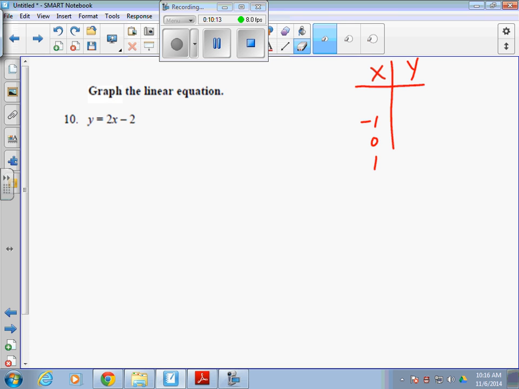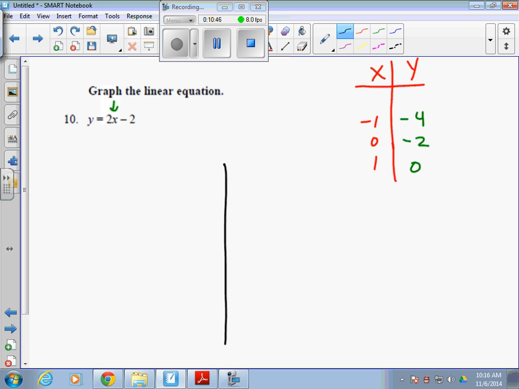So if that's the case, when you plug those values in for x right here, 2 times -1 is going to be -2, and -2 minus 2 is going to be -4. So -1, -4 is one ordered pair. When you plug in 0 times 2, you get 0. 0 minus 2 is -2. And when you plug in 1 for x, 2 times 1 is 2, minus 2, you're going to get 0. Based on that, we have 3 ordered pairs.